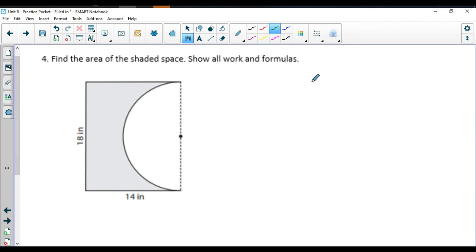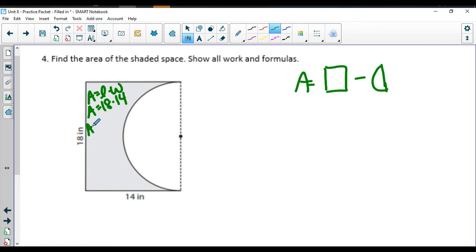Show all work in formulas. So for this one, I have a rectangle, and I need to take out the semicircle here. So for the rectangle, it's just going to be length times width, which would be 18 times 14. And 18 times 14 will give me 252.